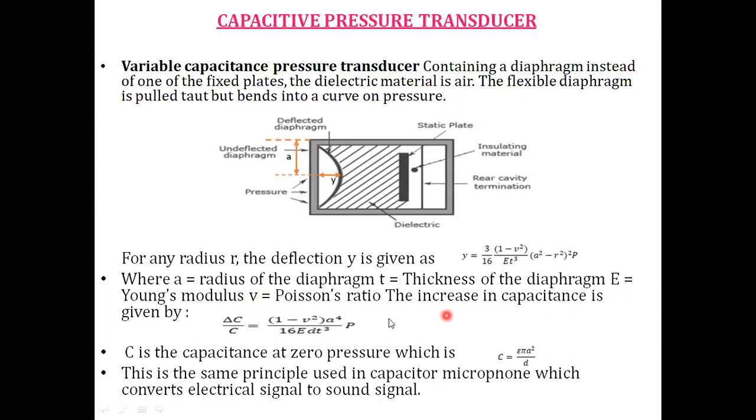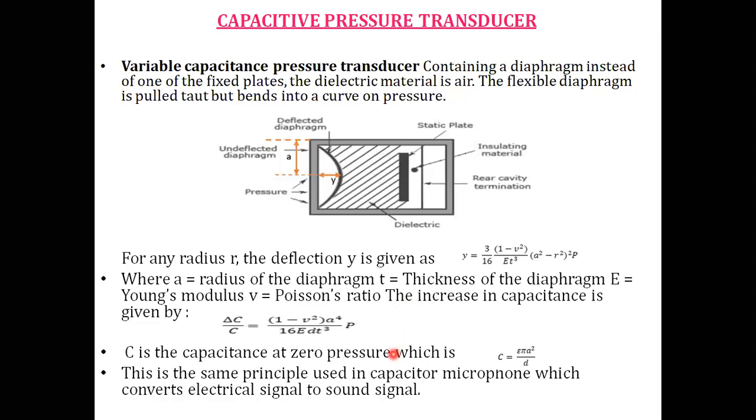The increase in the capacitance is given by, this is the deflection term. Next, the change in the capacitance value, the increase in the capacitance value, is delta C by C, that is equal to (1 minus v squared) into a power 4 by 16 E t cubed into capital P. This is the increase in the capacitance given by the formula. This is the change in the capacitance value.